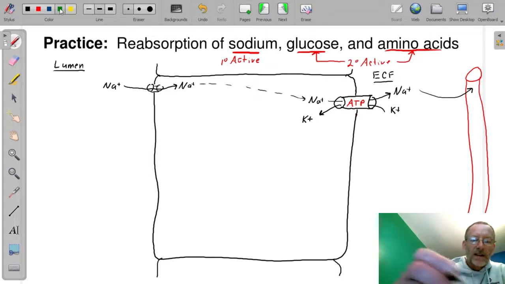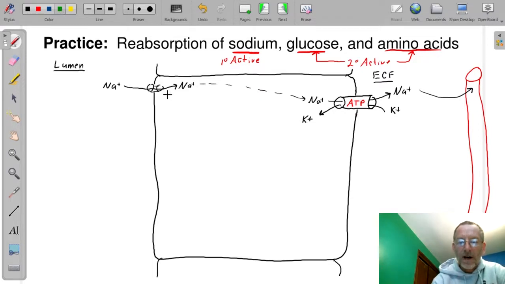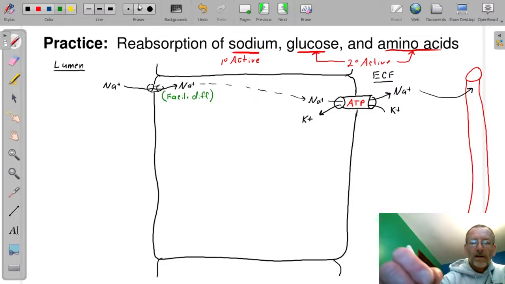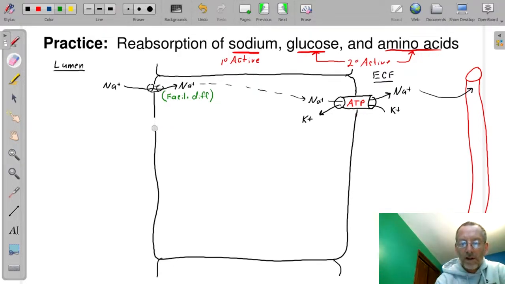And again, it entered the cell by facilitated diffusion. I'll abbreviate: facil-diff, across the apical membrane. The sodium-potassium pump is on the basolateral membrane. And then let's reabsorb the glucose. As we did before, let's put in a little transporter, and while I have the eraser out, I'll make another one for the amino acids.